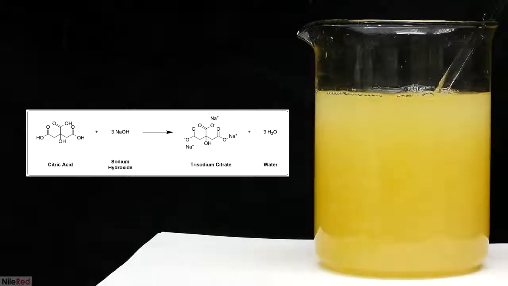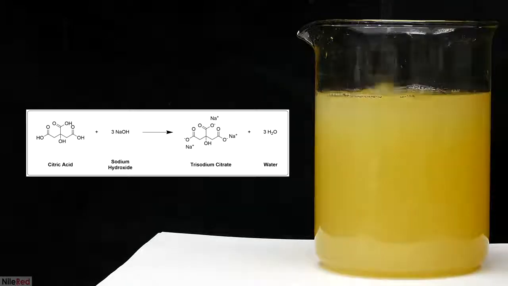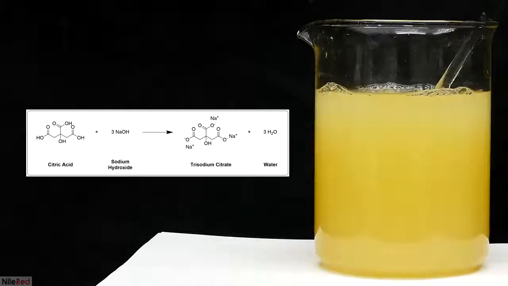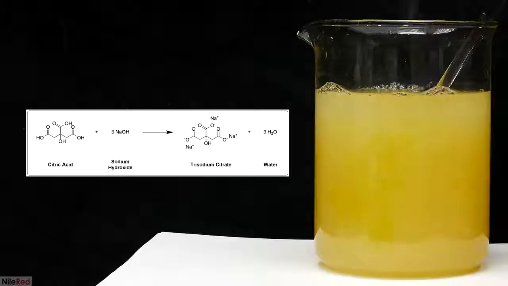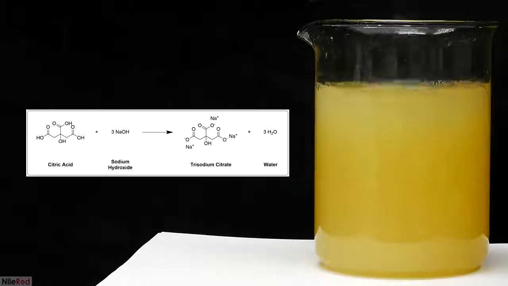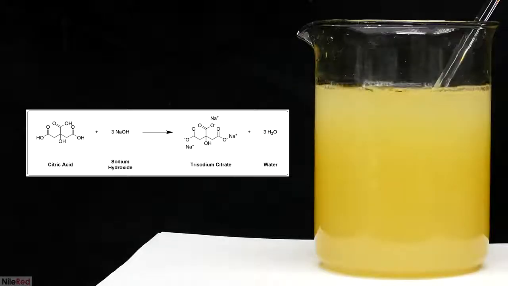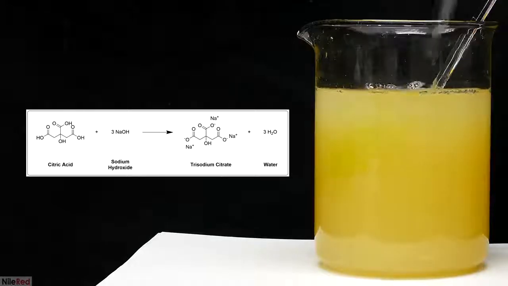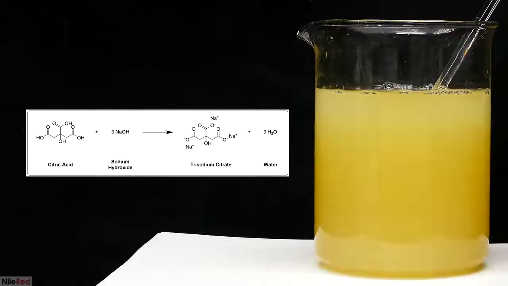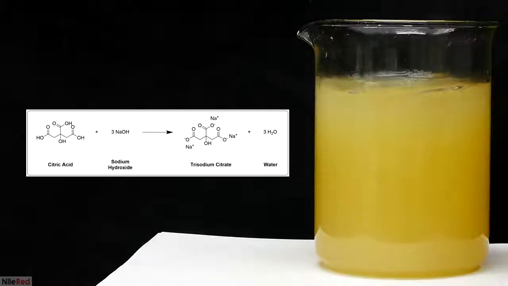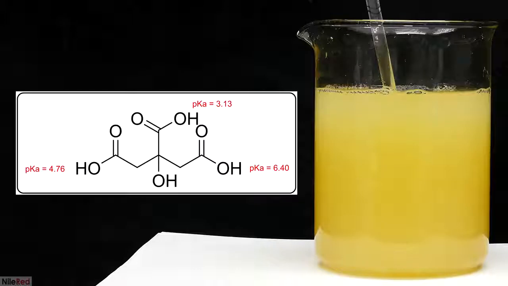The major reaction that's going on here is a neutralization of citric acid. The citric acid reacts with 3 molecules of sodium hydroxide to form trisodium citrate and water. Like citric acid, sodium citrate is very water-soluble, so it will just remain dissolved in solution. The citric acid has 3 carboxylic acid groups, so it needs 3 sodium hydroxide molecules to be neutralized. The 3 carboxylic acid groups have different acidities, and they're not all neutralized at once.